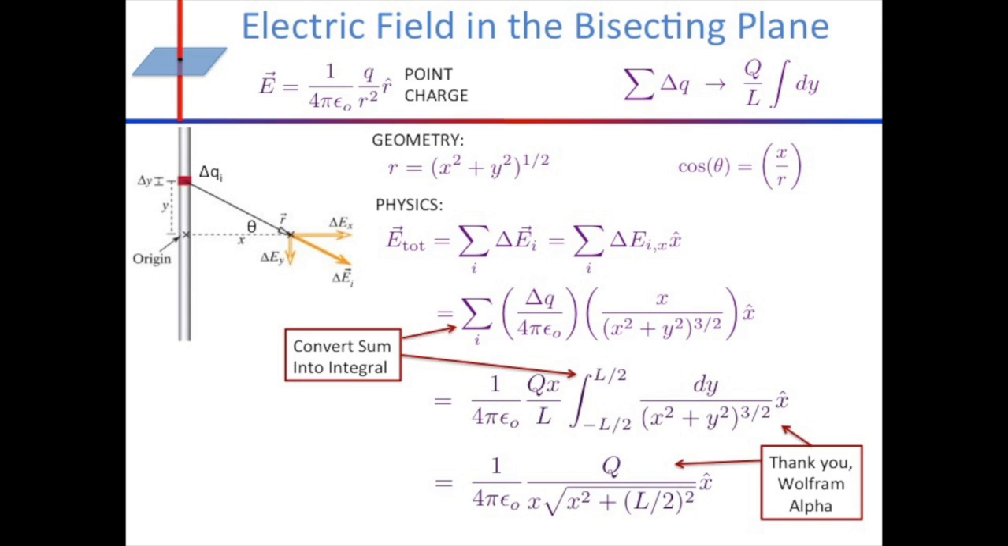There was our answer. That's our answer for the total electric field at this spot in space. It's 1 over 4 pi epsilon naught q over x over the square root of x squared plus L over 2 squared, all in the x direction. Notice my final answer only depends on x, on the observation point. It can't depend on y because I integrated over y. So y is gone, because I integrated over it. Do you have any questions about that answer?